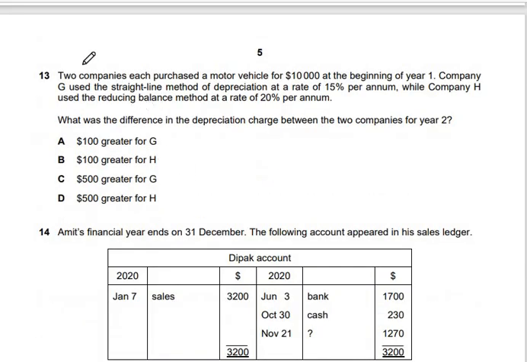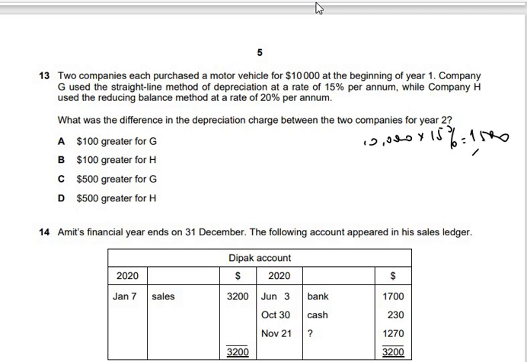Right. Number 13. Two companies each purchased a motor vehicle for 10,000 at the beginning of year 1. Company G used the straight line method of depreciation at a rate of 15% per annum, while company H used the reducing balance method at a rate of 20% per annum. What was the difference in the depreciation charges between the two companies? So let's start by looking at company G, which has used the straight line method: 10,000 times 15%. Right? So 10,000 times 15 over 100 is 1,500.